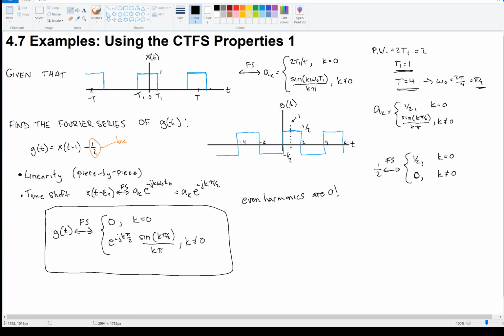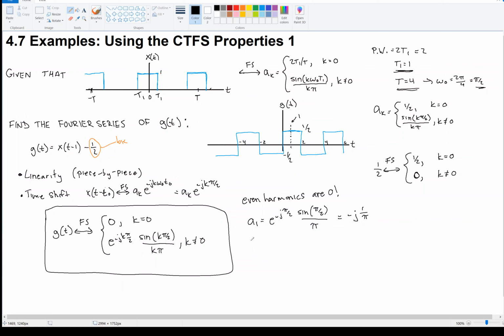Now, for the odd harmonics, let's just consider A1, for example. If I plug in 1 for k, then I would have e to the minus j pi over 2 times the sine of pi over 2 over pi, right? So what is this? Well, e to the minus j pi over 2, that is minus j. Think about the complex plane, vectors and so forth. Sine of pi over 2, that's 1. And so this is what we get. And we can rewrite that as 1 over j pi. But I'm going to keep it the way it is.